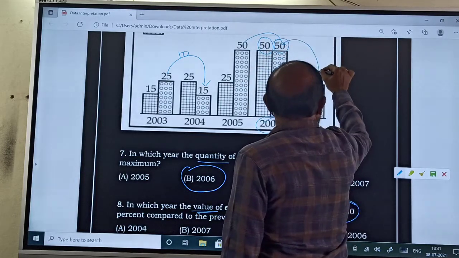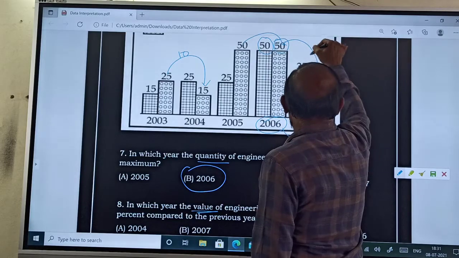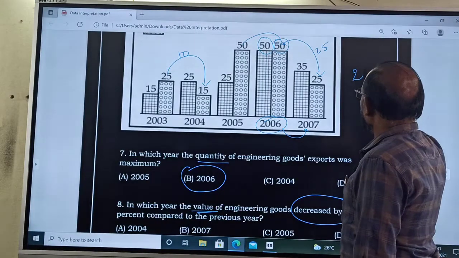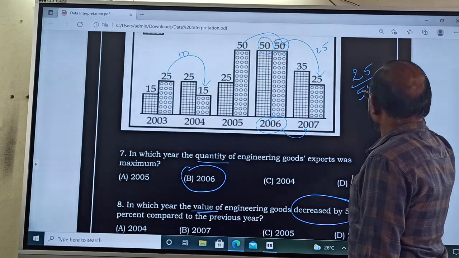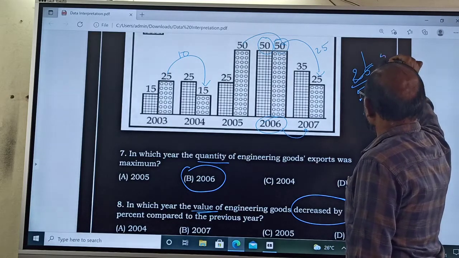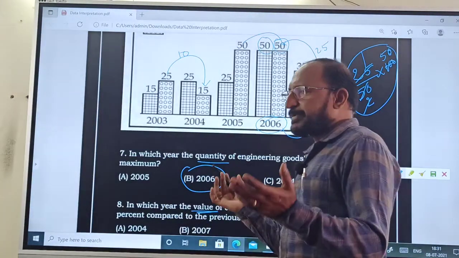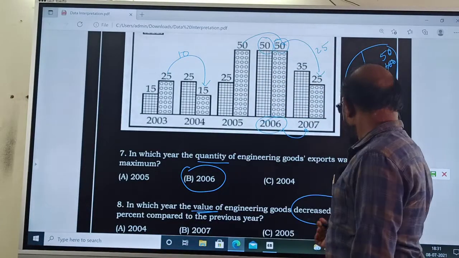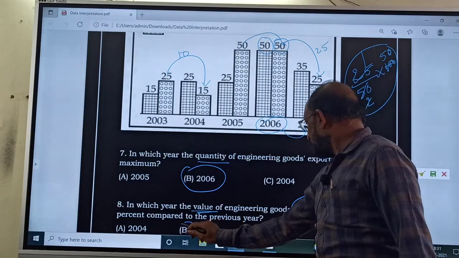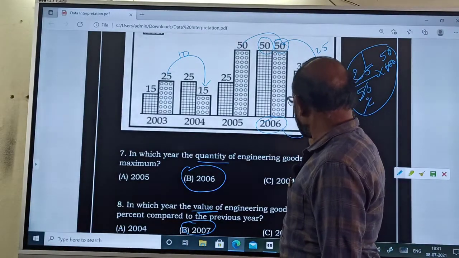Here to here there is no change. Then here to here there is a 25 difference. From 2006 to 2007 it decreased. How much decreased? 25 by 50 into 100, that is 50%. Half of 50 is 25, so 25 means a 50% decrease. So which year? 2006 to 2007. So the answer is 2007, the year it decreased.